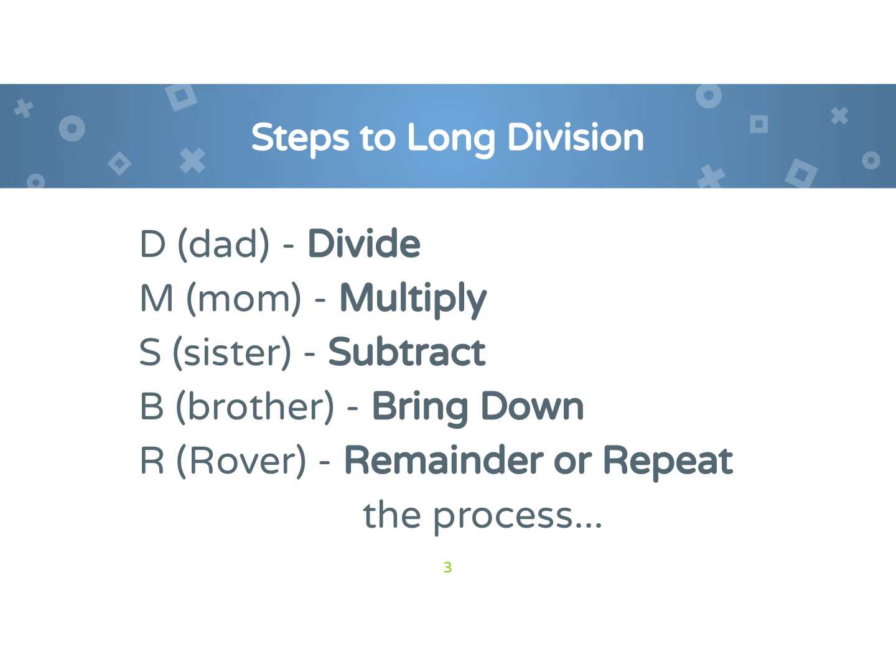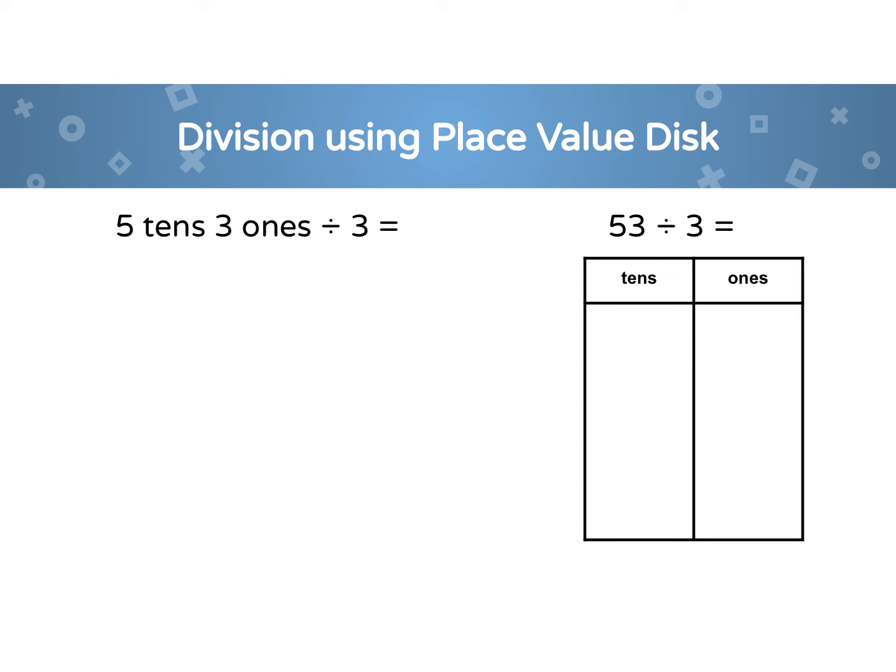First, we divide. Second, we multiply. Third, we subtract. Fourth, we bring down. And fifth, we look to see if we have a remainder or if we repeat the dividing process. Okay, here is an example problem, and then I will do number 1 and 2 on your homework pages next.